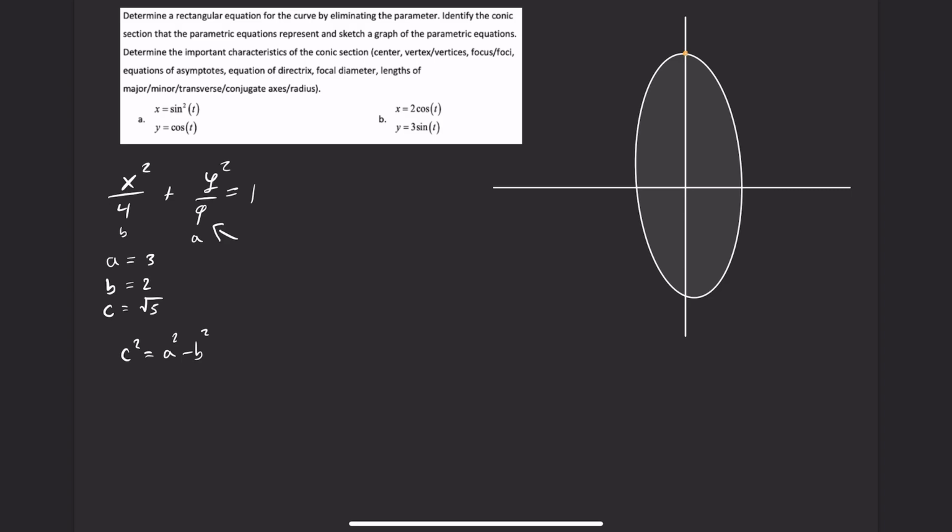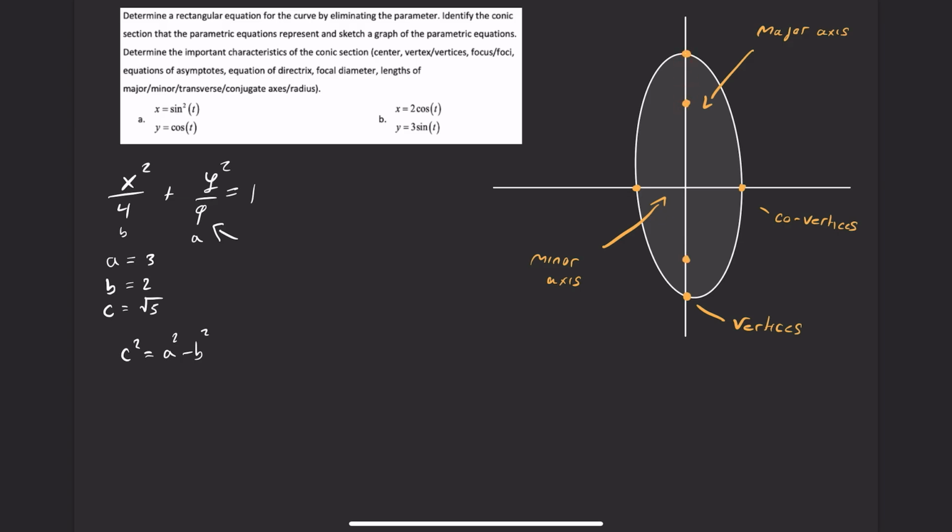So recall that an ellipse will have a vertex on each point where it's stretched on the major axis. This is the major axis because it's the longer side, and that is the minor axis because it's the shorter axis. And the minor axis will house the co-vertices, and like I said, the major axis will house the vertices. Now the foci is always closer to the center than the vertex in an ellipse, so it'll be somewhere around here.